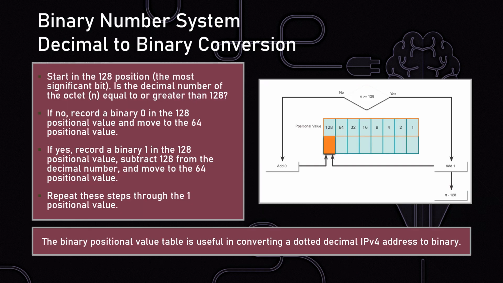So when we're doing this conversion, we want to take a look at our most significant bit. Is the decimal number of the octet n, n being our decimal position, greater than or equal to 128? So we're doing a comparison here. This is a little bit easier for people who like to do subtractive math. At this point, we record yes or no, and then we take the remainder and go to the next position to the right. And we will continue this process until we run out of remainder.